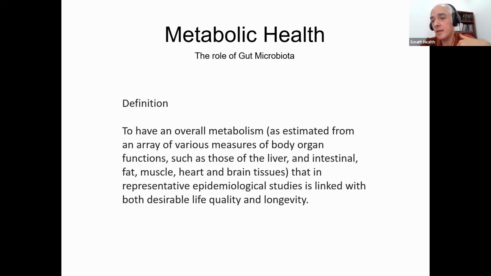Metabolism means the synthesis of compounds that we need, the breaking down of compounds that we don't need, or maybe compounds that we would require the metabolites of. So something is broken down so that we produce other compounds that are required in our metabolic health. Metabolism is all this together. It is estimated from an array of various measures related to body function, such as liver function, intestinal function, fat, muscle, heart function, and also brain tissues. And that represents an epidemiological situation, which is linked with the desired quality of life and longevity.